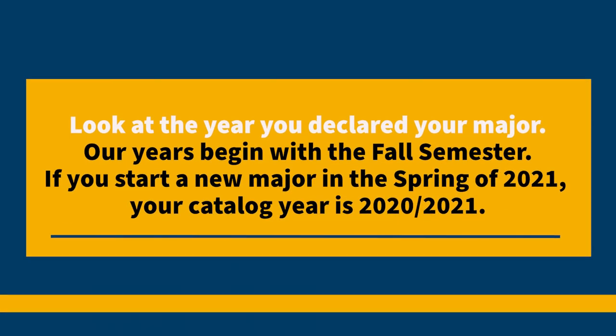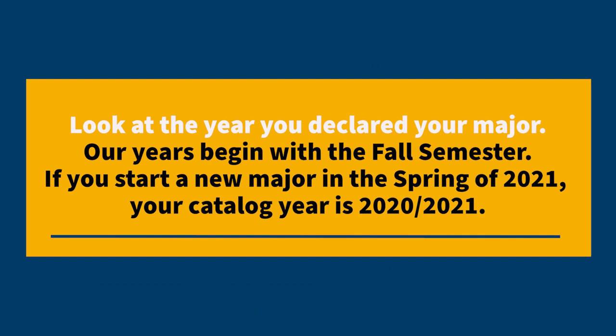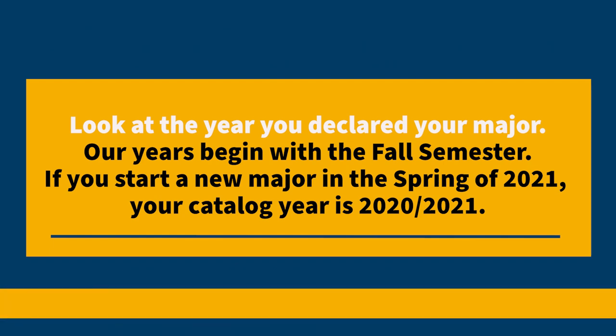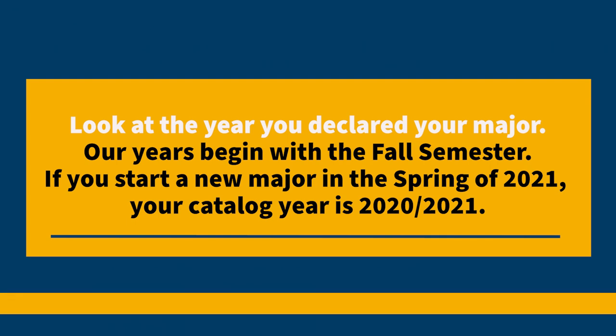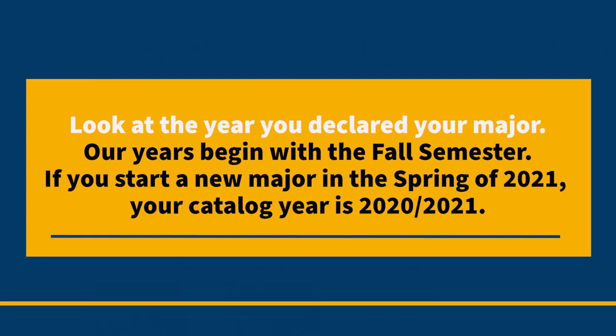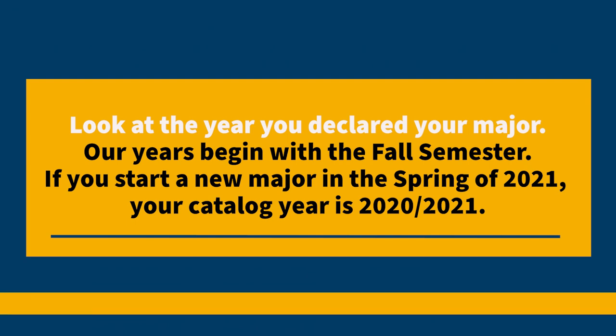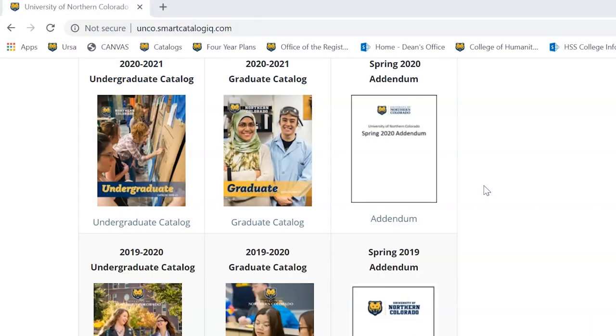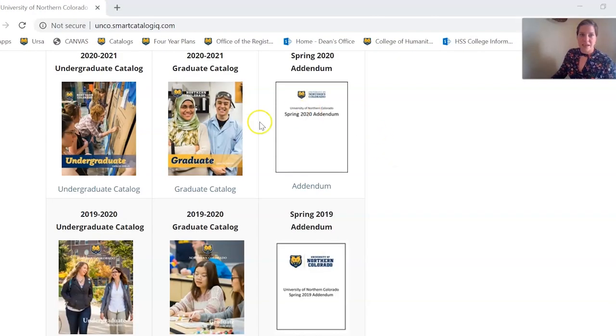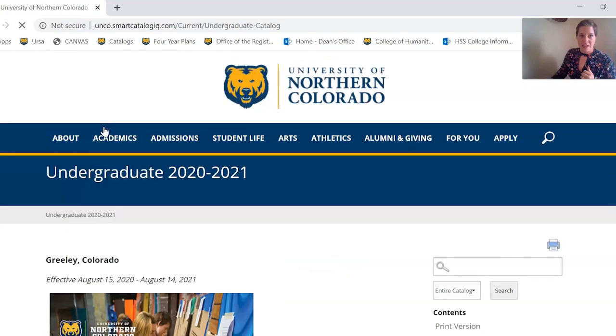So it's extremely important that if you're looking up the requirements for your major, minor, or any certificates that you have, that you go to the academic catalog year that you started. Now, when it comes to academic policies and procedures, it is always based on the current academic catalog. Let's go ahead and dive in and learn how to navigate it.